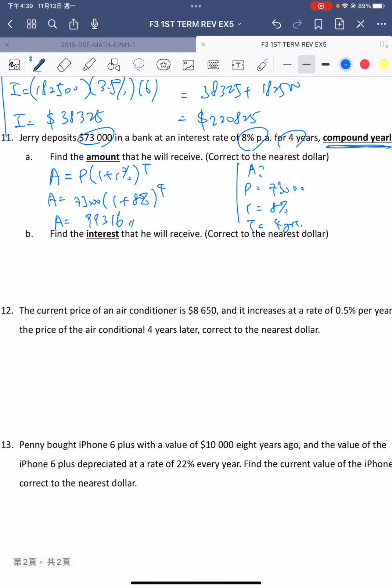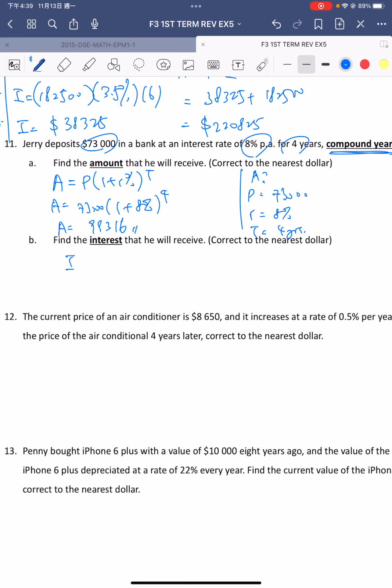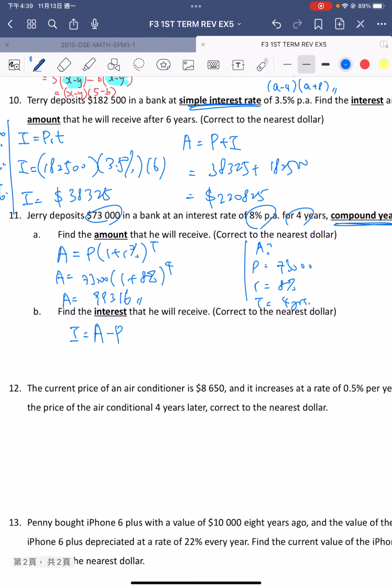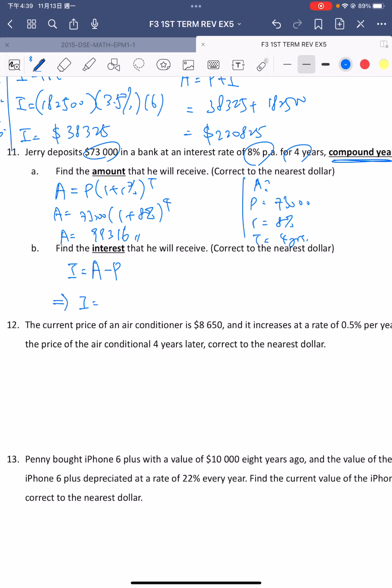And then you need to find out the interest. So the interest between the amount and the principal, we use I is equal to the amount minus the principal. As the amount is the total sum of the principal together with the interest, the interest is just equal to the amount minus principal. So the interest is equal to the amount, which is 99316, minus the principal. To find the interest we need to minus 73,000, and we get the answer. The interest is equal to 26316. Okay, so that's for question 11.